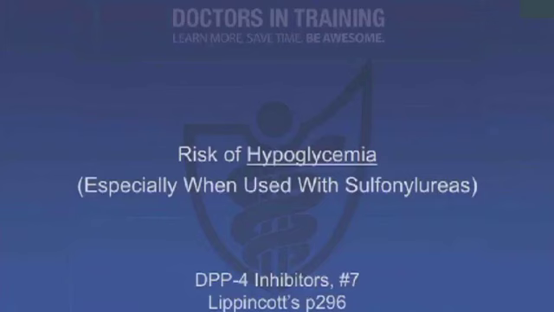As far as adverse effects, we're in pretty good shape here. These drugs are very well tolerated, not a lot of side effects. You can have some risk of hypoglycemia, as I mentioned, especially if you're using them with sulfonylureas. In general, these drugs have less risk of hypoglycemia if you're using them by themselves or if you're using them with metformin or TZD.